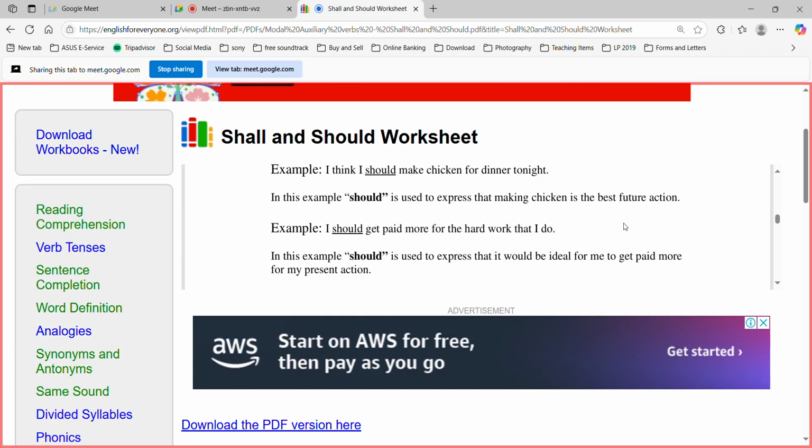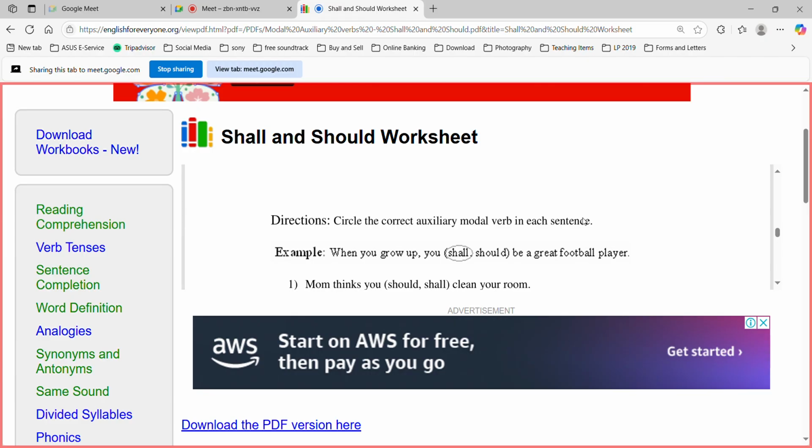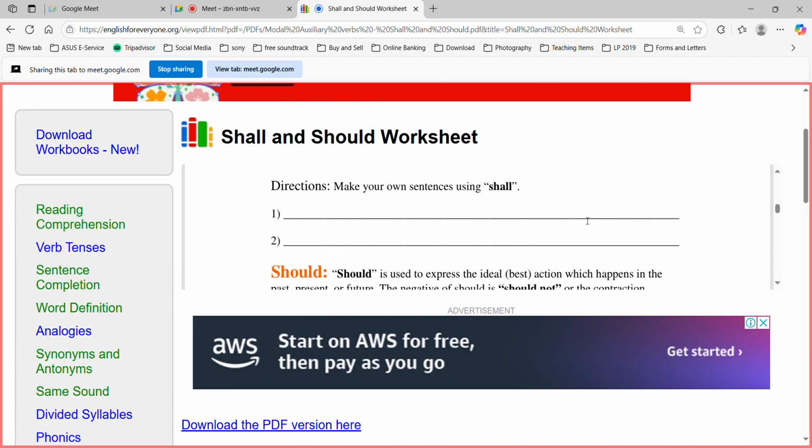Compared to ought to and had better, should is the informal tone, but ought to and had better have an obligatory tone, and it is formal, right? More formality than should. Alright, so now you have to do this, right?